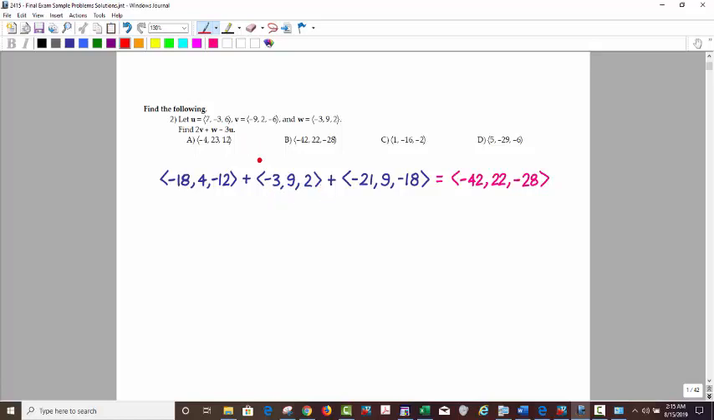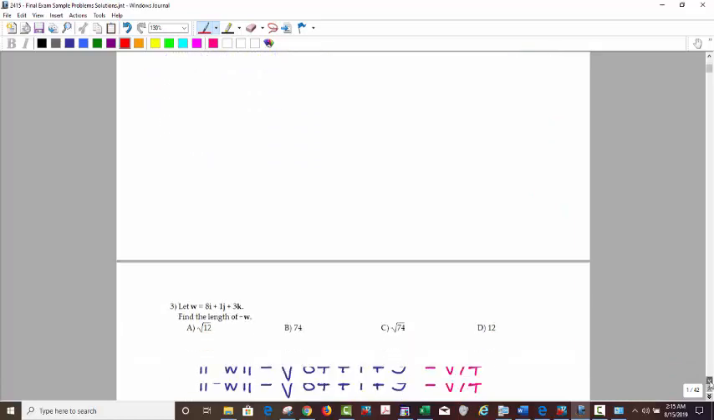minus 3u. So I just made it essentially plus here, plus a negative. So I'm taking every component and multiplying it by negative 3. So I'm going to get negative 21, positive 9, negative 18, and just add them up term by term. Negative 18 plus negative 3 plus negative 21 is negative 42, and so forth, so on. Add the second components and the third component. And we will get negative 42, 22, negative 28. Very good.